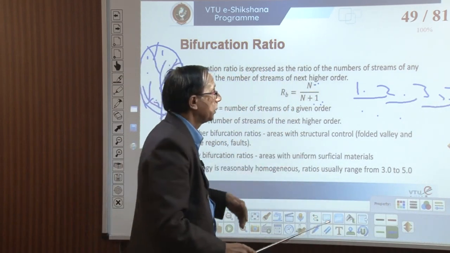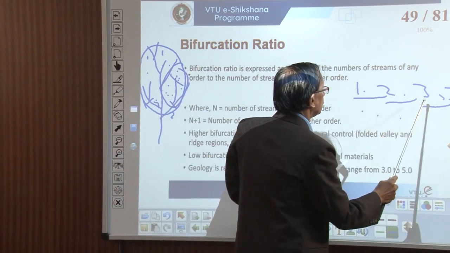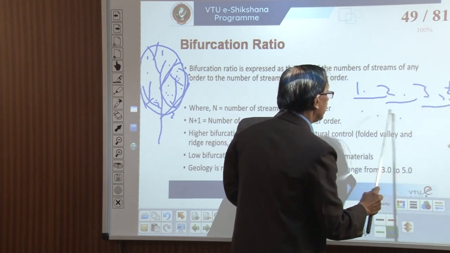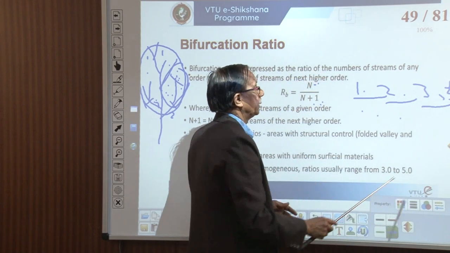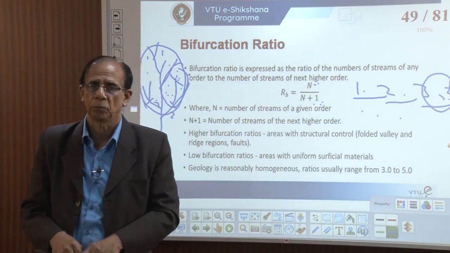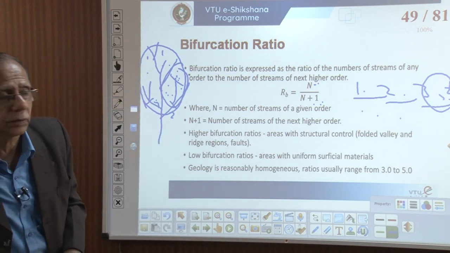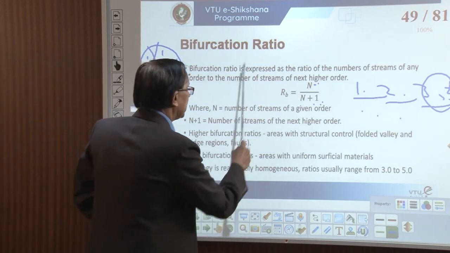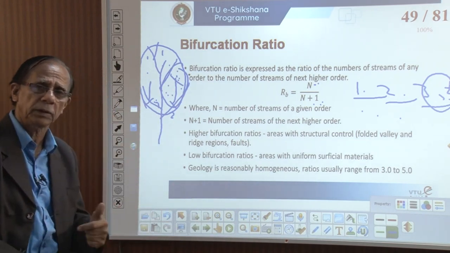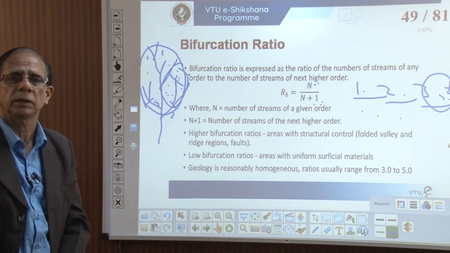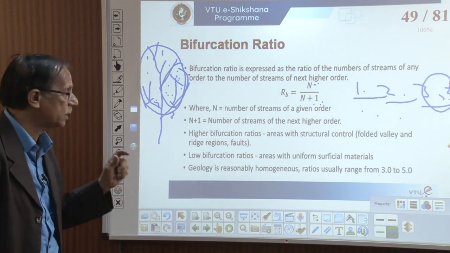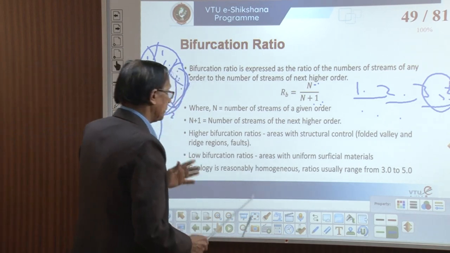Then it is uniform. But if by chance between 1 and 2, and 2 and 3, it is normal, and between 3 and 4 it is very high, and between 4 and 5, and 5 and 6, again normal, then between 3 and 4 there is a structural control. So any deviation from the average of that drainage system implies a structural control. It has an important implication, whether we are constructing a dam or a water harvesting structure. Bifurcation ratio is an important parameter for us to plan a watershed.